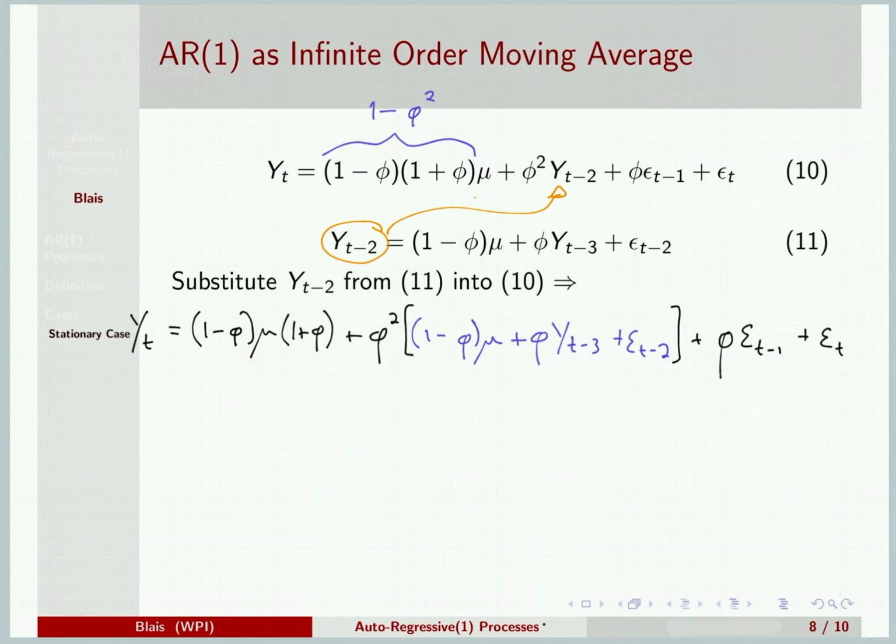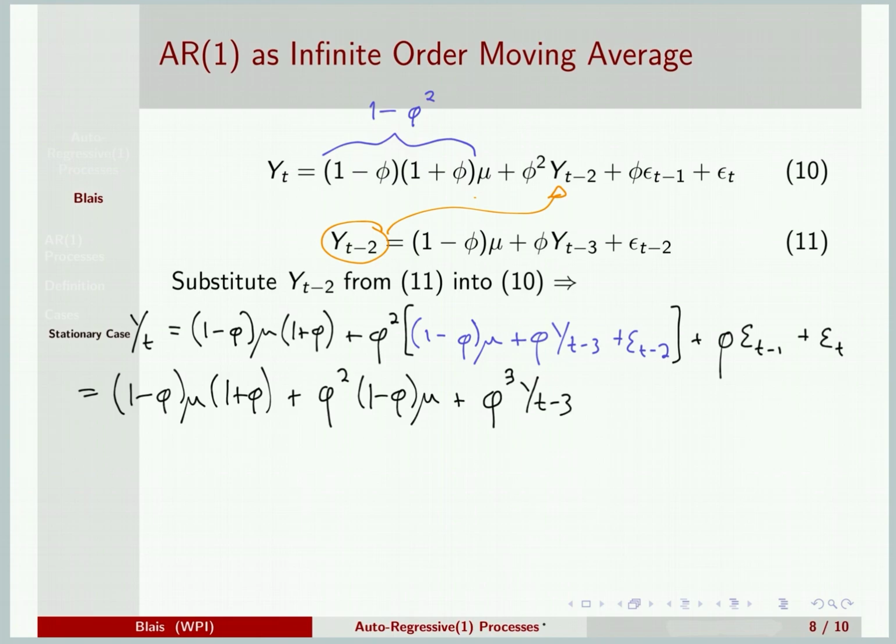And now we simplify a bit, mainly by multiplying out here. So first we still have our 1 minus phi times mu times 1 plus phi. But now here we have phi squared times the quantity 1 minus phi times mu, plus phi squared times phi, or phi cubed, times y t minus 3, plus phi squared times epsilon t minus 2, and then the remaining terms that are outside of the brackets, phi times epsilon t minus 1 plus epsilon t. And we notice we can do something with these first two terms. Specifically, notice that 1 minus phi times mu is common to both.